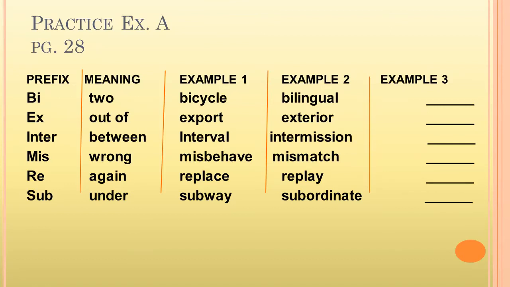All the prefixes do not mean opposite. They have different meanings and there are different prefixes as well. In this exercise A, we are given some prefixes and their meanings, and we are also given one example of each, and we have to add one or two more examples of them. Prefix bi means two. Bicycle, which has two tires. Bilingual, a person who can speak two languages. So find one more example of bi.